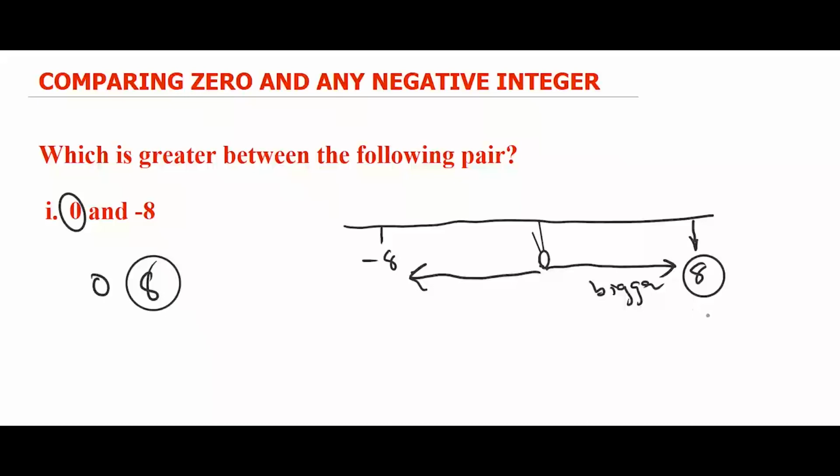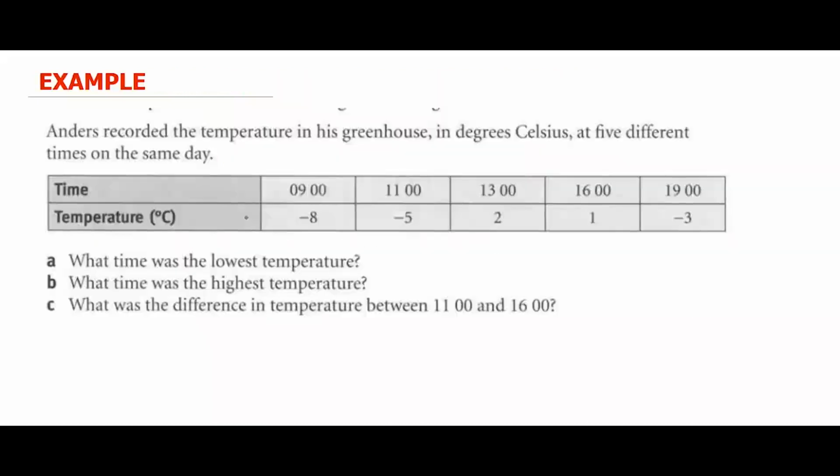Finally, we need to look into an example. Anders recorded the temperature in his greenhouse in degrees Celsius at 5 different times on the same day. You can have the time here and you can have the temperature. The first one is 0900, that's in the morning, 11 o'clock, 1 o'clock, 4 o'clock, and 7 o'clock.